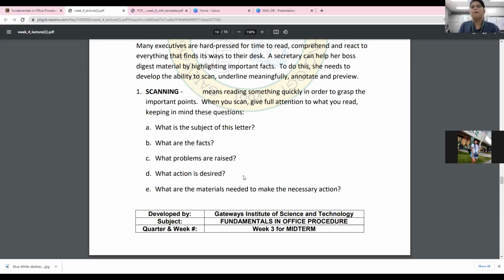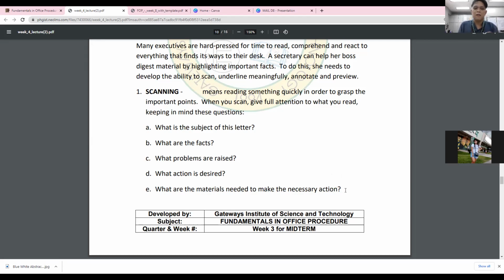Kapag urgent, kailangan mabasa agad ng manager or ni boss. O kaya kapag talking to different other people, ilalagay mo siya for the routing slip. And what are the materials needed to make the necessary action? So ano ba yung materials na kailangan? Ito yung mga paraphernalias within the mail na kung saan ipe-present mo yon.